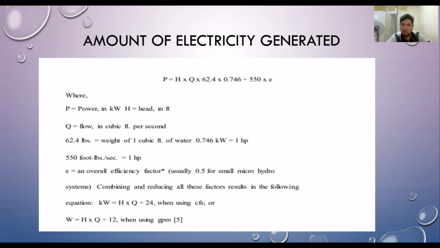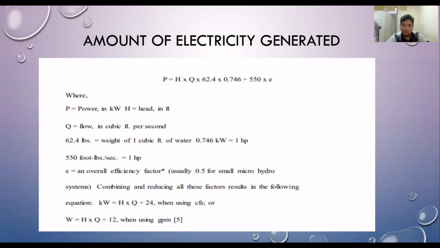0.746 kilowatt is equal to 1 horsepower. 550 foot-pounds per second is equal to 1 horsepower. E is an overall efficiency factor that is usually 0.5 for small microhydro systems. Combining and reducing all these factors results in the following equation: kilowatts equals H times Q divided by 24 when using CFS, or kilowatts equals H times Q divided by 12 when using GPM.